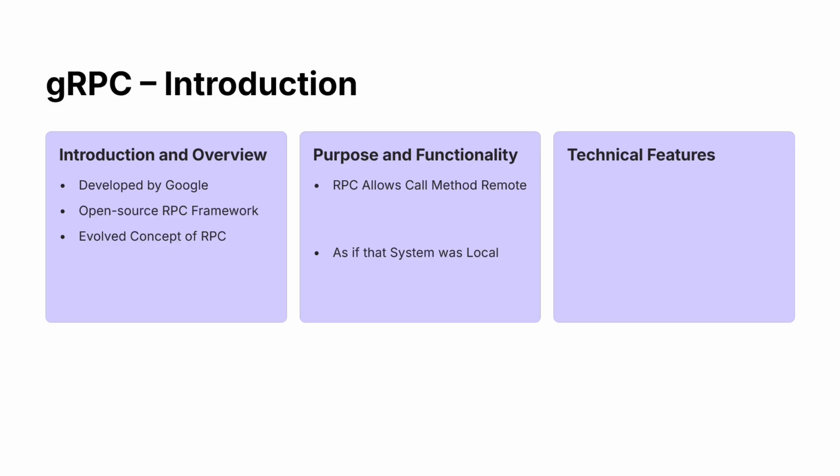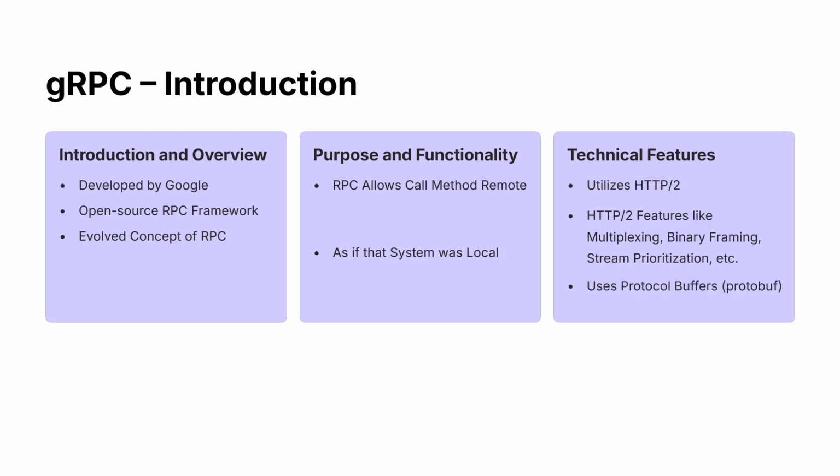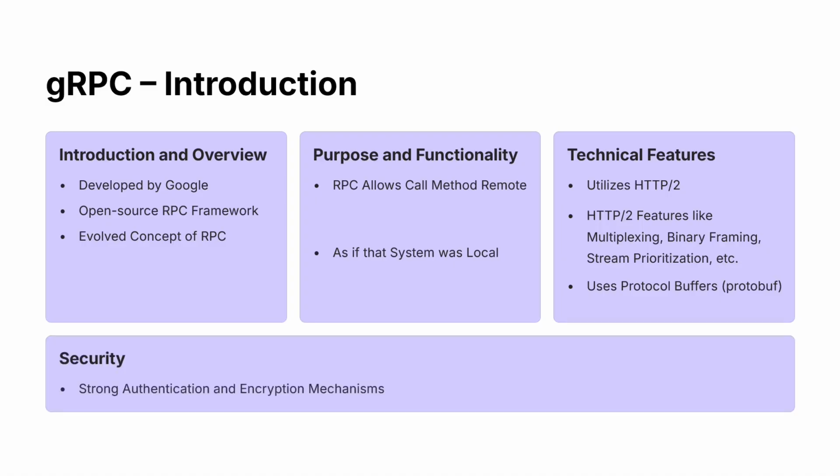gRPC's technical features involve the utilization of the HTTP2 protocol and HTTP2 features like multiplexing, binary framing, or stream prioritization, etc. These features are available for gRPC because it is utilizing HTTP2. Other than this, it uses protocol buffers, the protobuf. Protobuf is like an interface description language. Protobuf is used for defining service methods and messages, which are then used to generate client and server code. Then we have security. gRPC supports authentication and encryption mechanisms. So gRPC has a strong support for security.